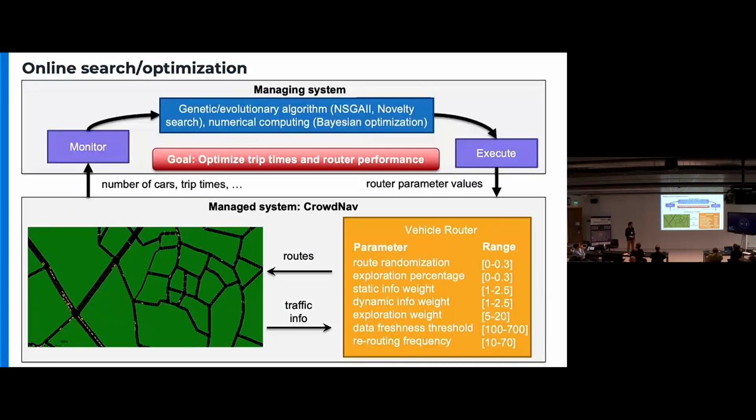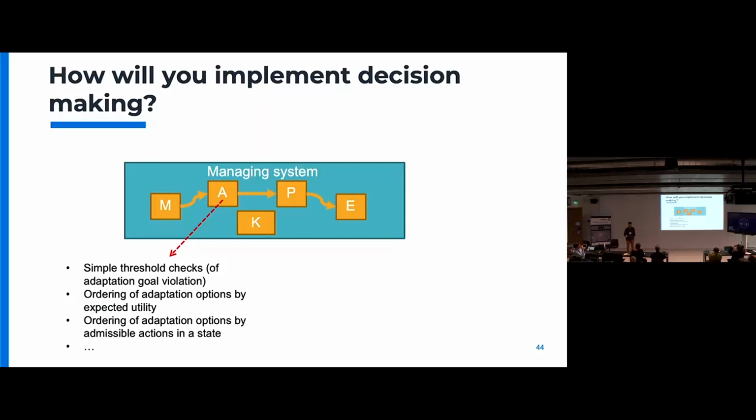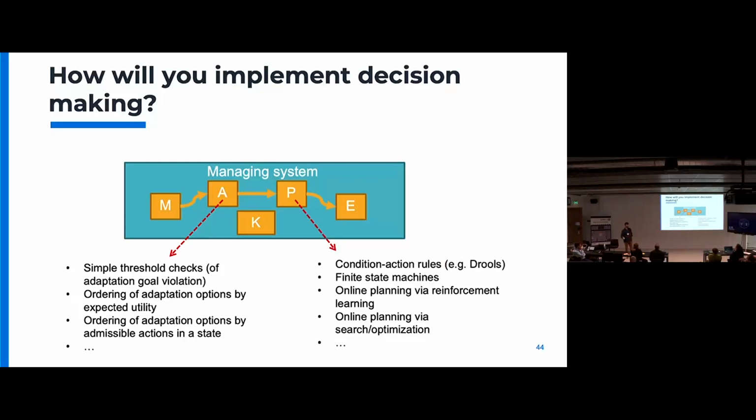Then finally, there are smaller decisions apart from the main paradigm that you might want to think about when developing, for example, your analysis. You can do simple threshold checks, right? You can do something more complicated, like ordering of adaptation options by expected utility. You can just try to shorten the number of options you have, etc. These are things you can do in analysis. In planning, the same. Actually, you can implement a self-adaptive system using something like rules.